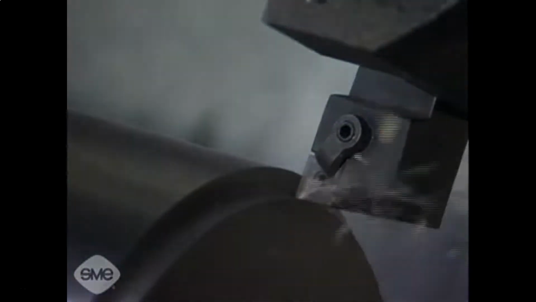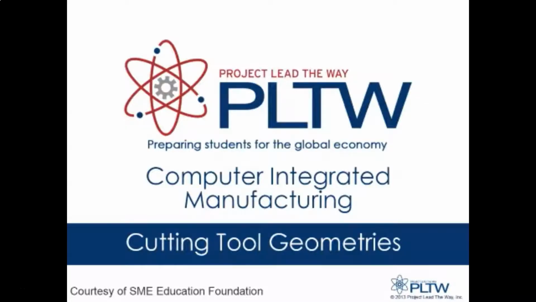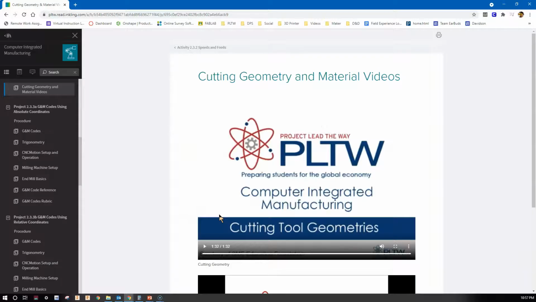A positive top rake tool cuts freely, with reduced power requirements and reduced temperatures. A negative top rake tool.